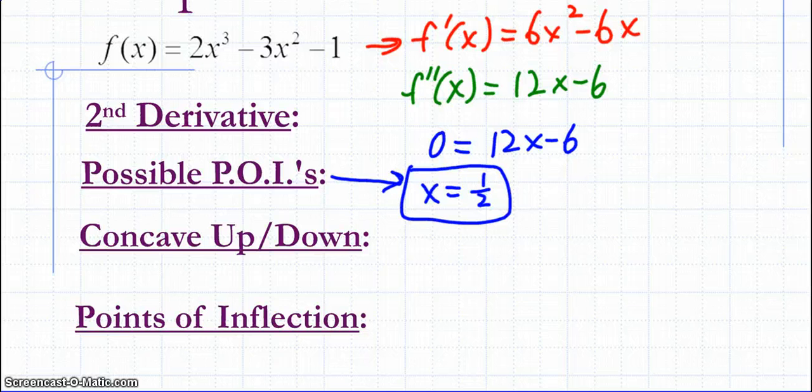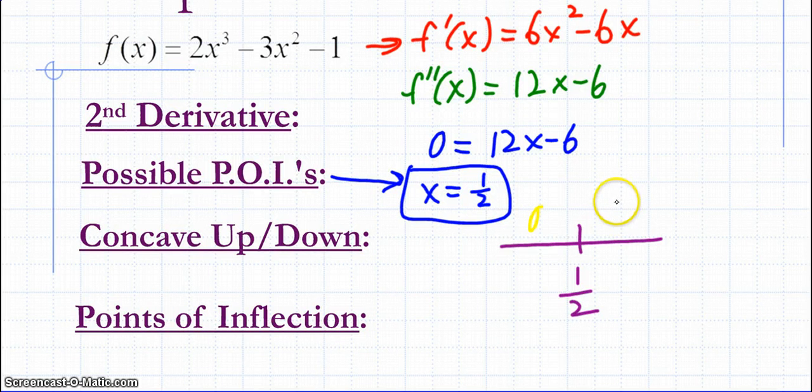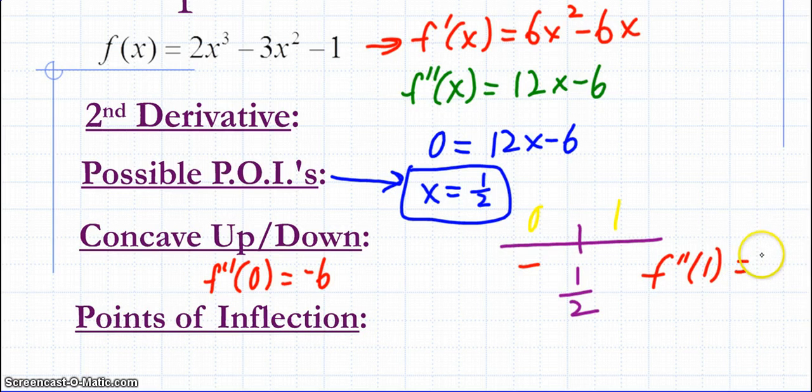Now I'm going to set up a chart just like I do for my first derivative test. I'm going to use 1/2, and then pick values to the left of that, so I'll say 0, and to the right, so I'll say 1. And I'm going to test if those are positive or negative in the second derivative. So f double prime of 0 is negative 6, so that's negative. And f double prime of 1 is positive 6, so that's positive. So I can see that here it was concave down, here it is concave up.